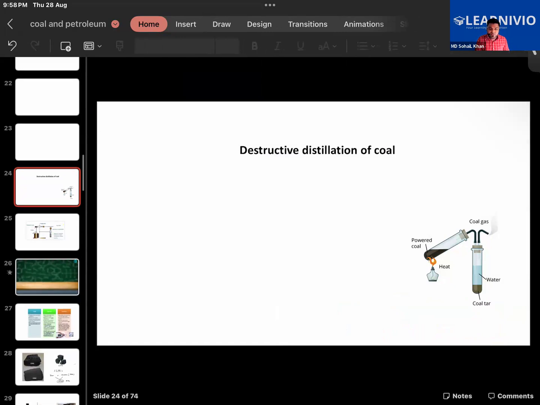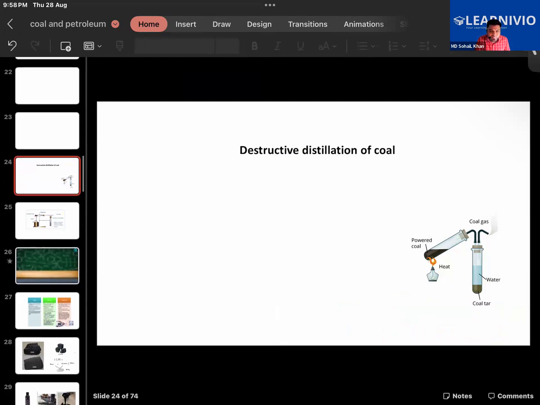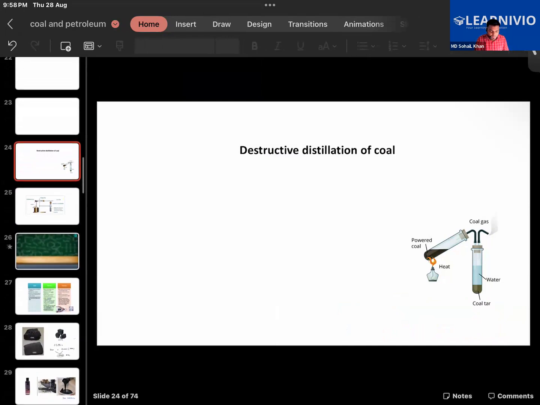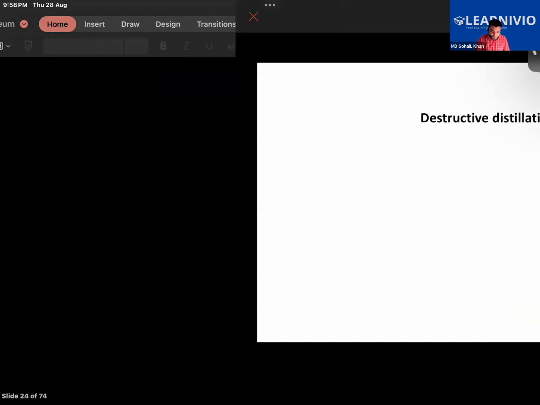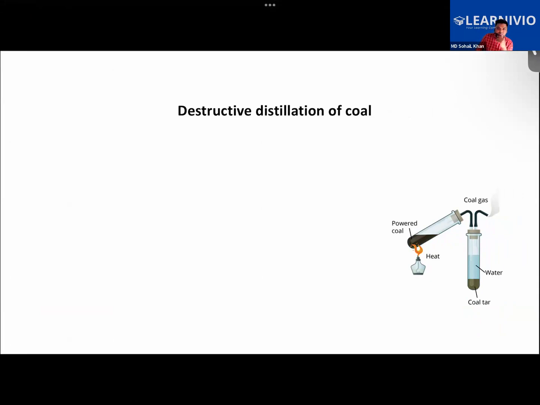Was it fractional or is it destructive? I think you were saying destructive distillation. Repeat again. The destructive distillation of coal. Okay, got it. Meanwhile, others may also tell me about their doubts. I have a doubt in fractional distillation. Okay, good.